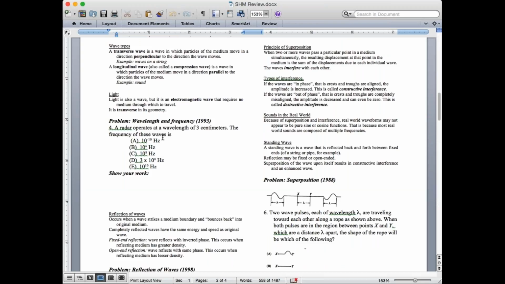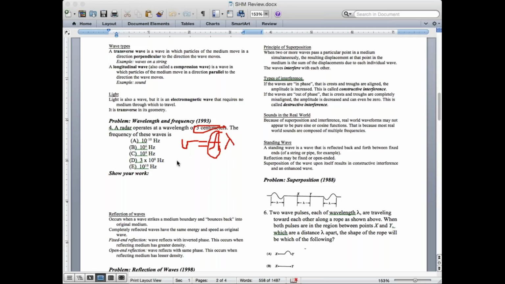This next problem deals with something we dealt with in class a little bit, and you have to think a little bit to show what's going on. A radar operates with a wavelength of 3 centimeters. The frequency of the wave is something. All we have here is the wavelength, but if you think v is equal to f lambda, you say to yourself, well, I'm asked to find the frequency of these radio waves. I don't know v.